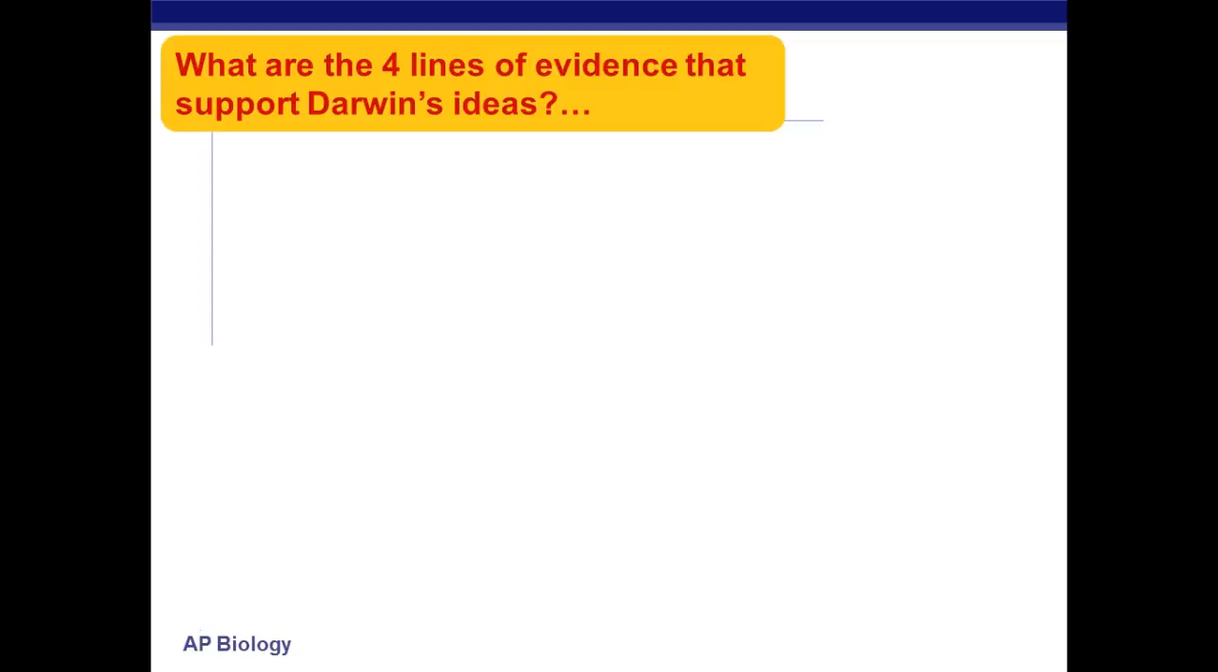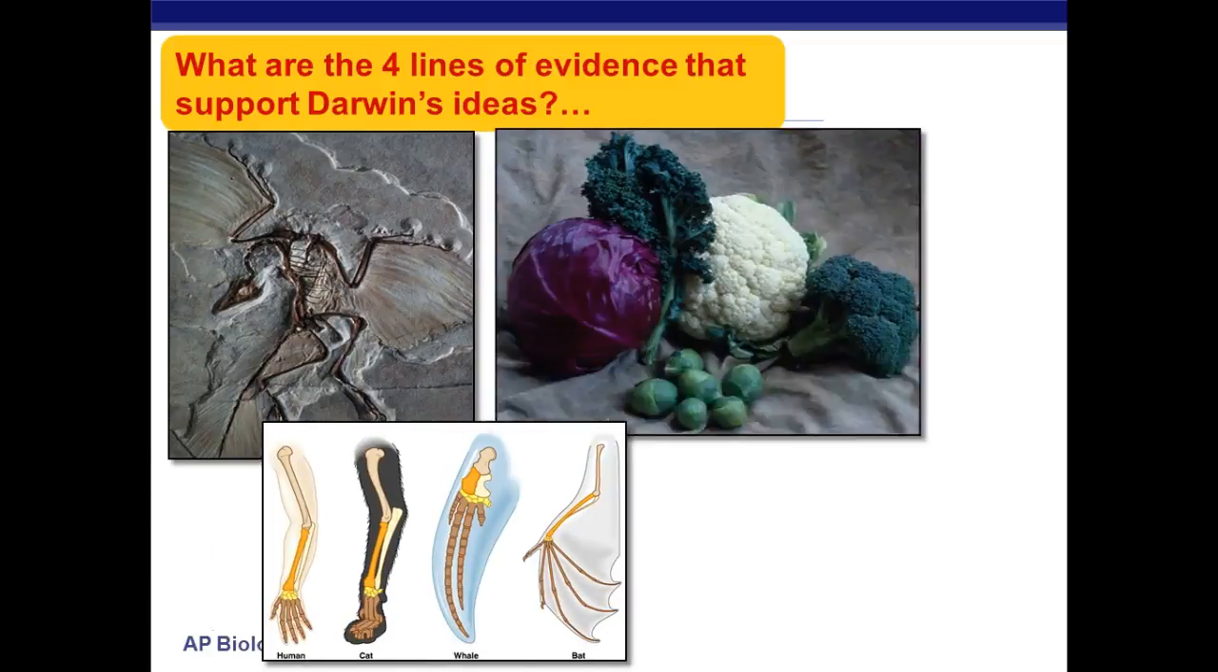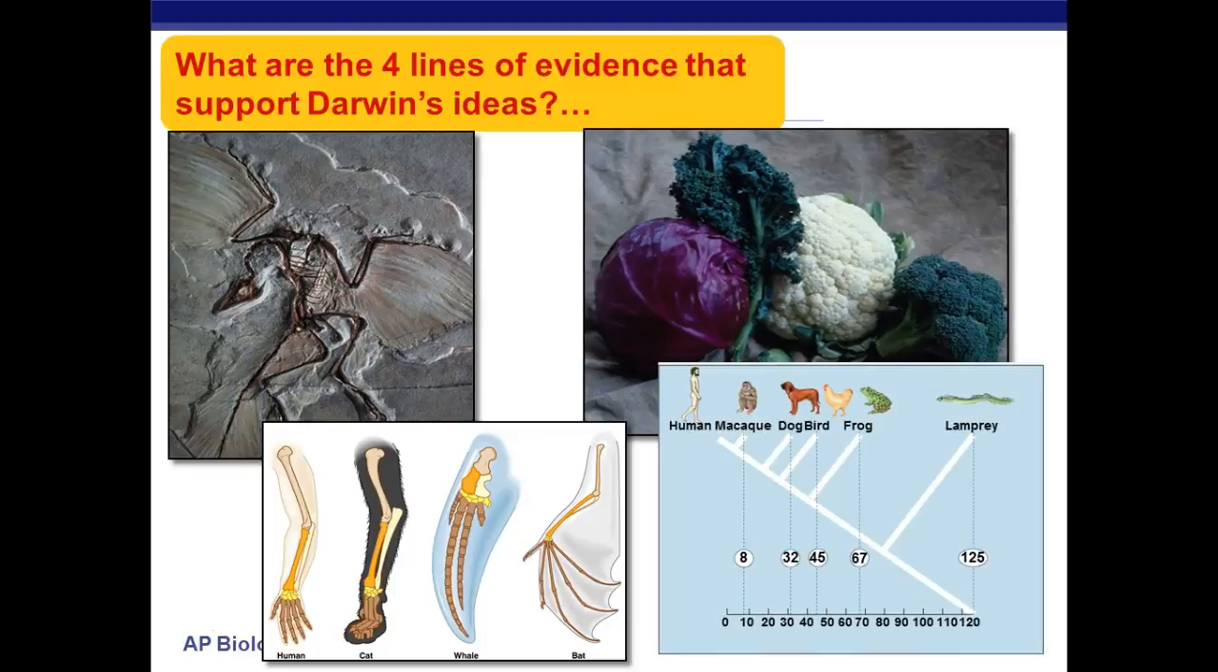There are four important lines of evidence that support Darwin's idea of natural selection as the mechanism of evolution, and you should be familiar with all four types of evidence. The first, as you might guess, is fossil evidence. The second type is artificial selection, in other words, change over time caused by human intervention. The third is anatomical evidence, and the fourth is molecular or biochemical evidence. And we'll talk a little bit about all four types.